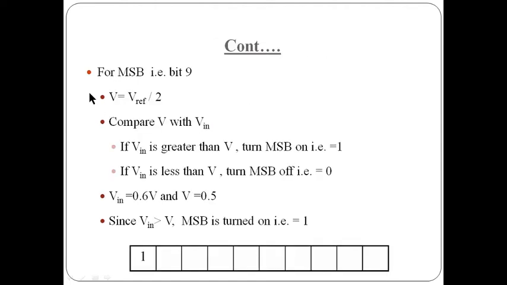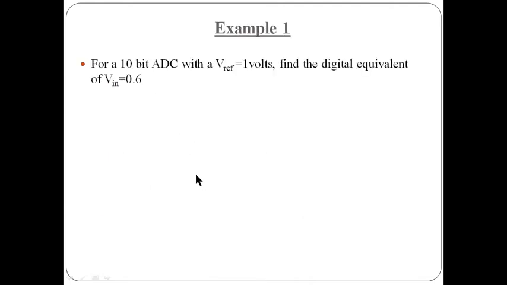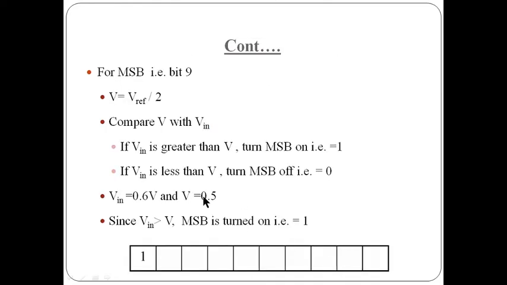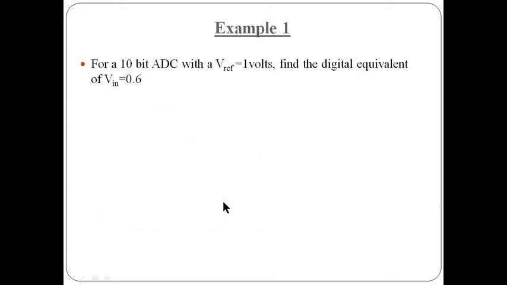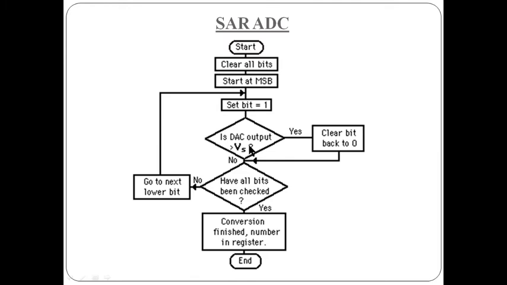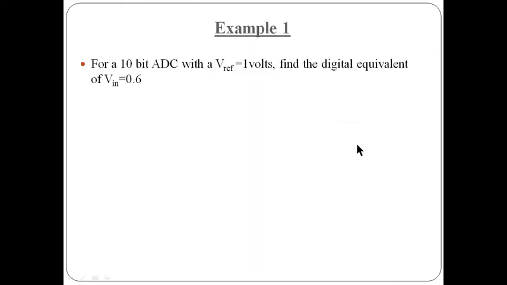The voltage coming out of this DAC will be V of reference by 2. The value of V of reference is given to us numerically as 1, and after calculating we get V of reference by 2, which is 0.5. And here they told us: if the DAC output is more than the supplied voltage, then clear the bit to 0, else keep the value 1.